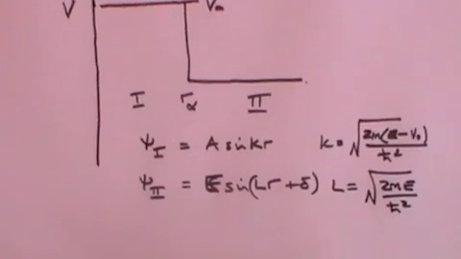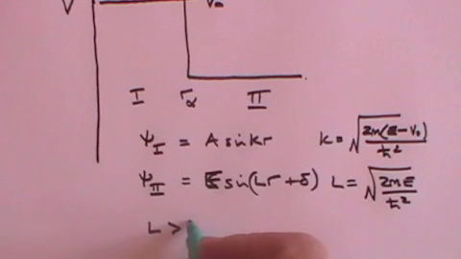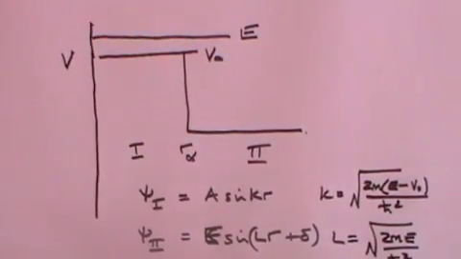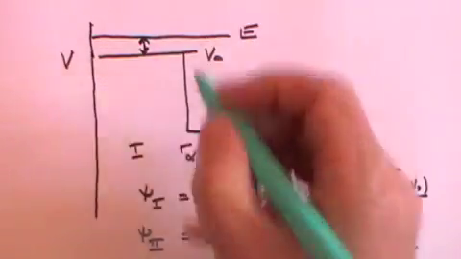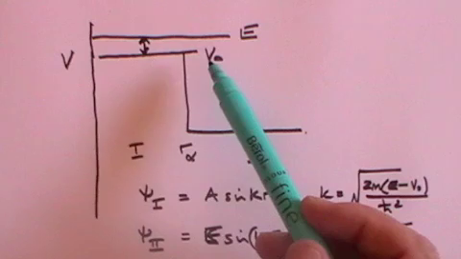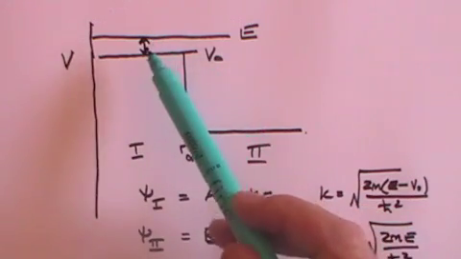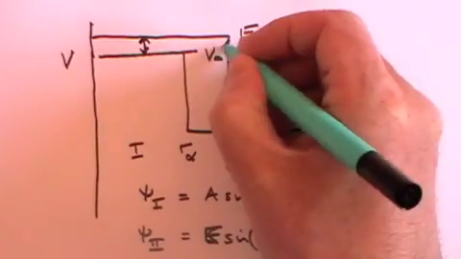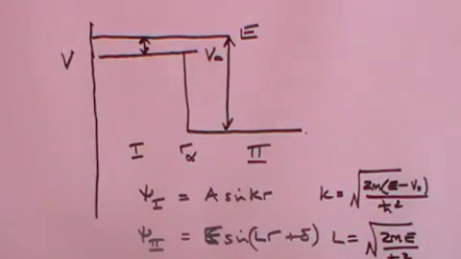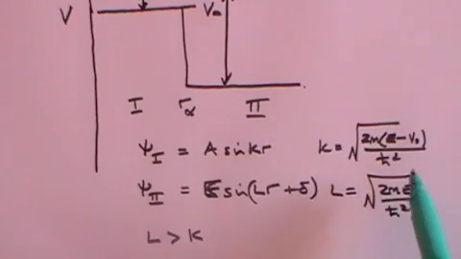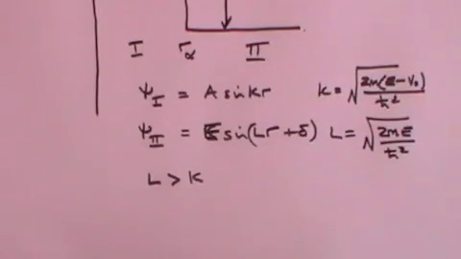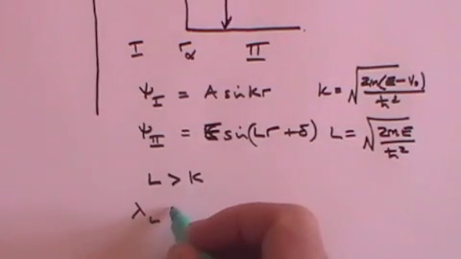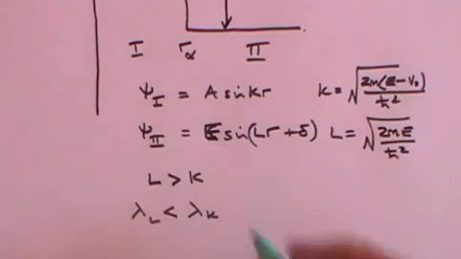And now what I want to persuade you is that in this case L is greater than k. How can I demonstrate that? Well, E minus V0 is just that gap. There's E, there's V0, they're both positive. E minus V0 is that small gap between the two, whereas the value of E is everything from 0 up to E. So 2mE is going to be greater than 2m times (E minus V0). L is greater than k. So the wavelength of the L wave is less than the wavelength of the K wave.